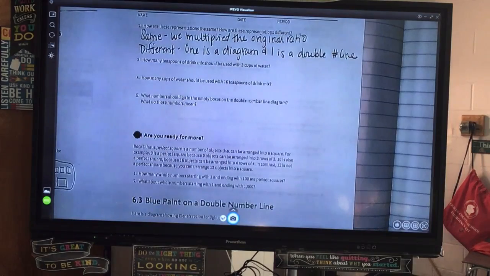Number 3. How many teaspoons of drink mix should be used with 3 cups of water? All right, all you have to do is look back at either your diagram or your double number line for this one. So I'll read it again. How many teaspoons of drink mix should be used with 3 cups of water?